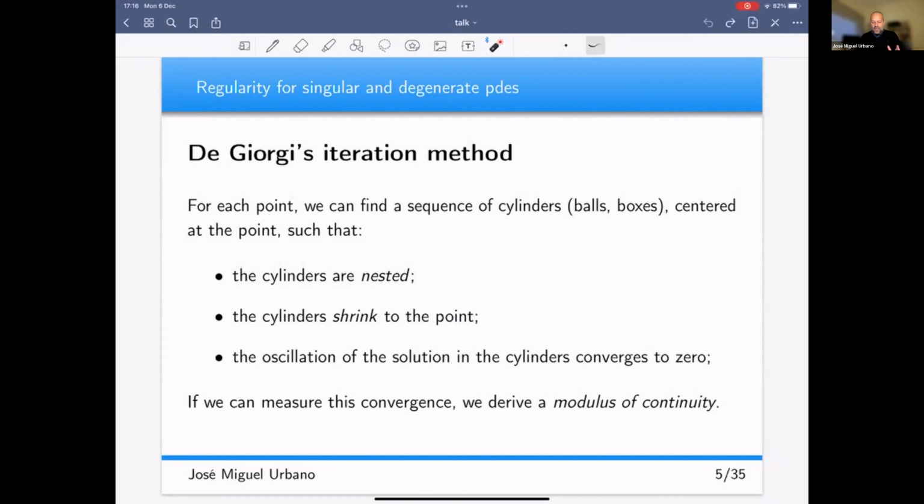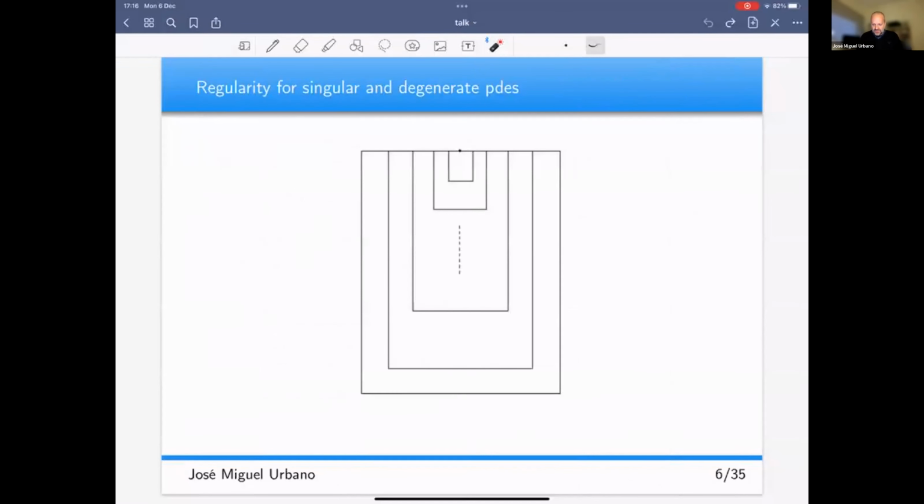And what you want to do is to build a sequence of boxes that shrink to the point. You measure the oscillation on these boxes, and you show that as the boxes shrink to the point, the oscillation goes to 0. And if you can measure the way this oscillation goes to 0, you derive a modulus of continuity. So this is the schematics of what I am saying. So here we consider space x, and here this is time.